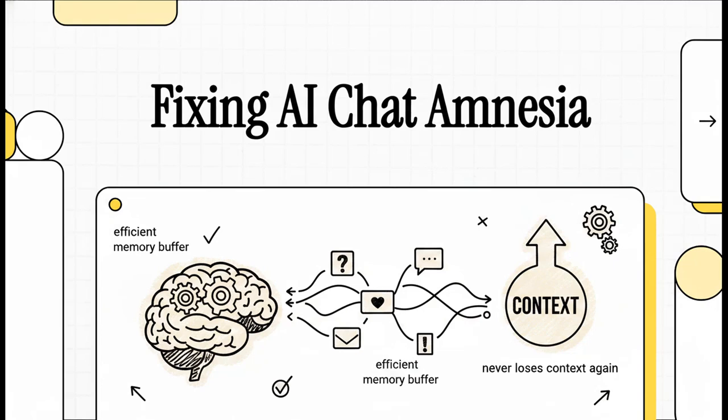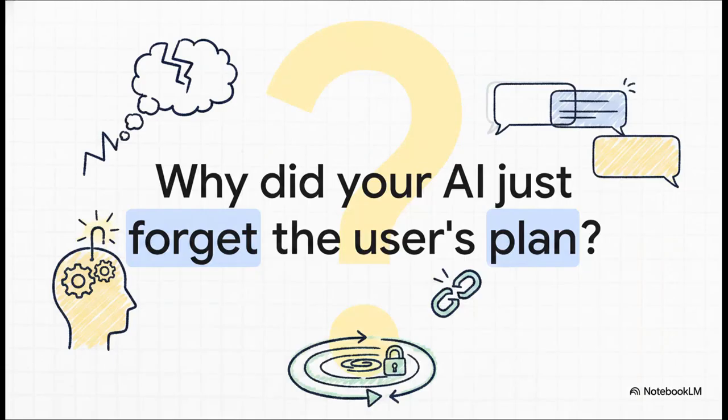Let's talk about fixing your AI's amnesia and making absolutely sure it never loses context again. Because if you've ever built a conversational agent, you definitely know the pain of watching it drop the ball and act like it just met the user 3 seconds ago. We've all been there, right?